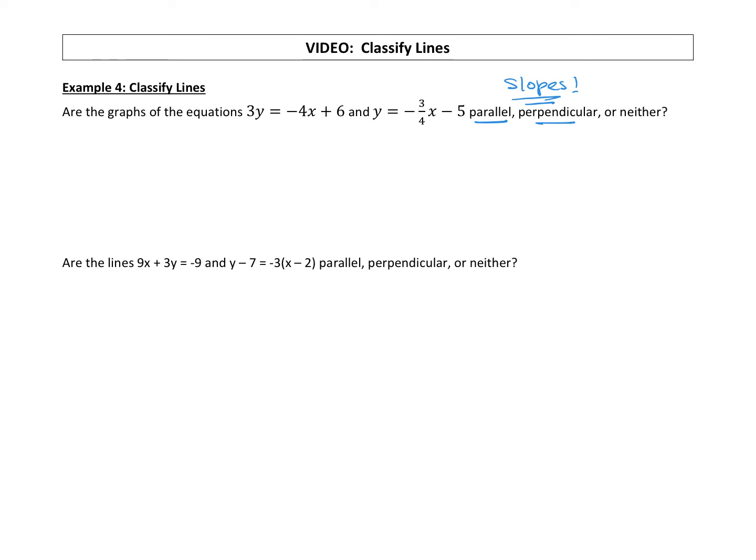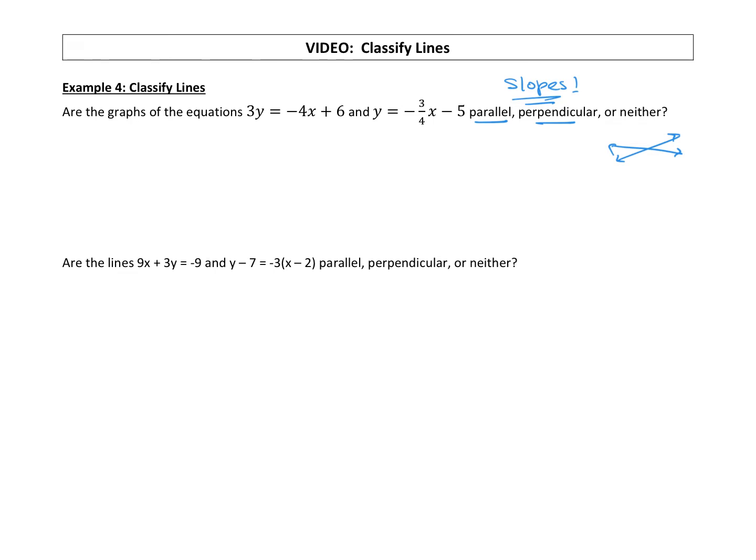If you know the slopes of the lines, you can tell me if they're parallel. Parallel lines have the same slope. Perpendicular lines have opposite reciprocal slopes. If the two slopes are neither of those, then those lines are not parallel or perpendicular. Most lines are neither, by the way. If you were to graph two lines, it's very possible that they cross, which means they're not parallel, but they're not crossing at that exact right angle, so they're not perpendicular.